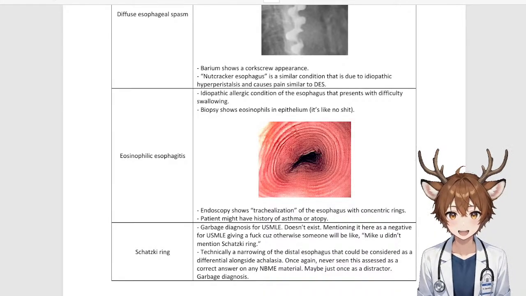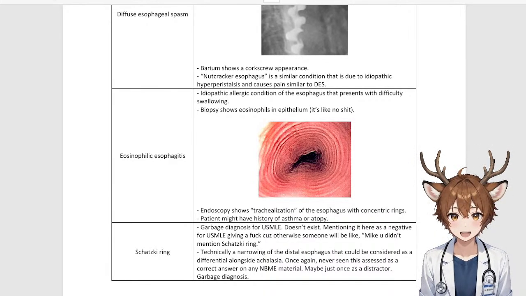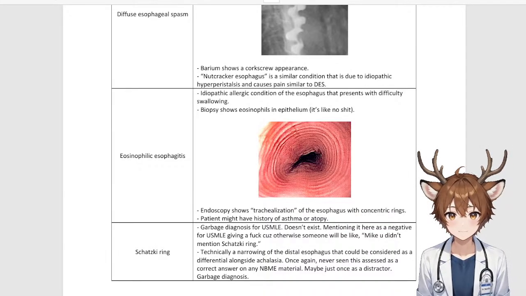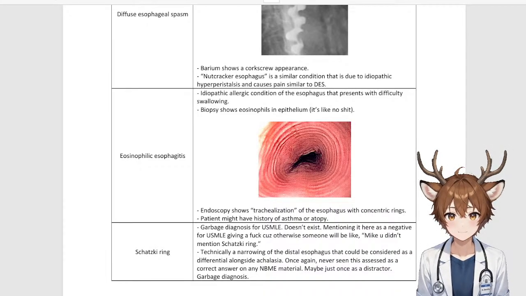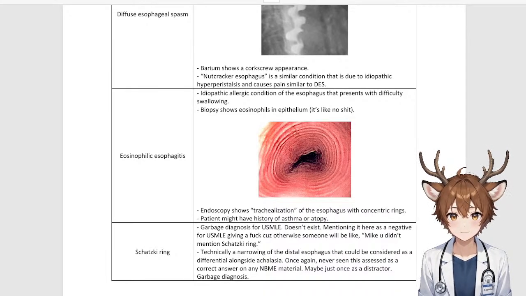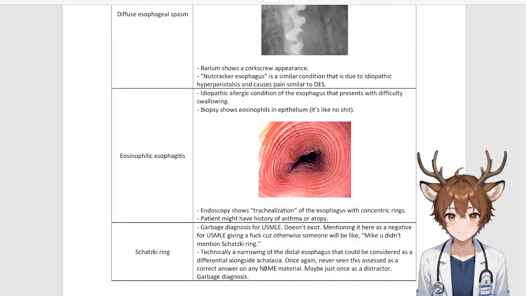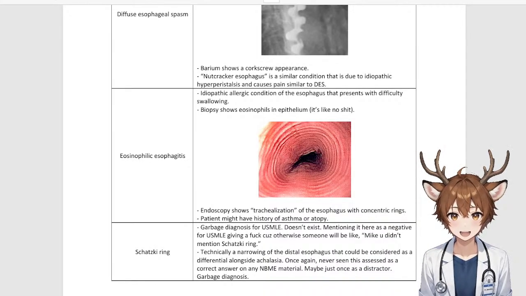Eosinophilic esophagitis. Idiopathic allergic condition of the esophagus that presents with difficulty swallowing. Biopsy shows eosinophils in epithelium. Endoscopy shows trachealization of the esophagus with concentric rings. Patient might have history of asthma or atopy.